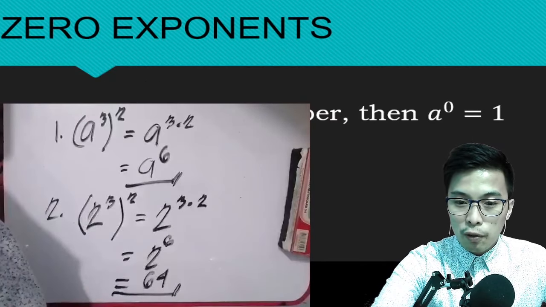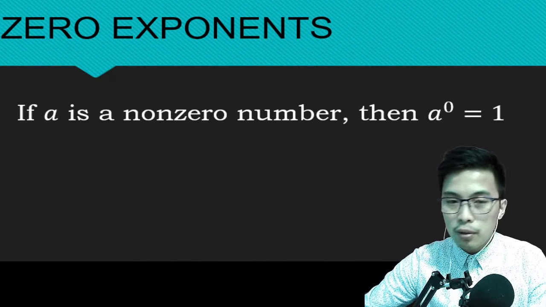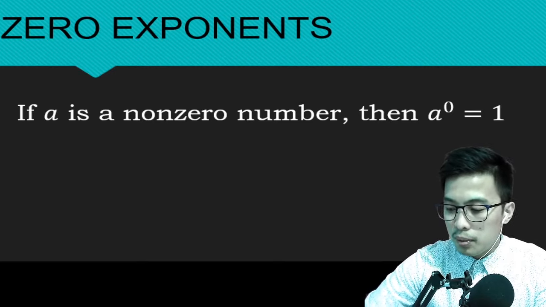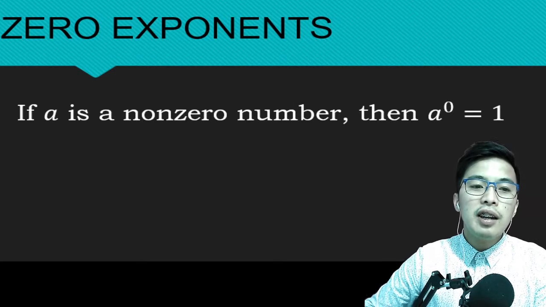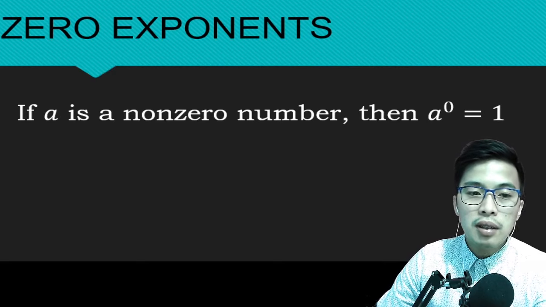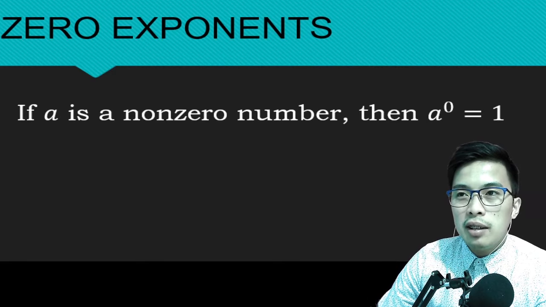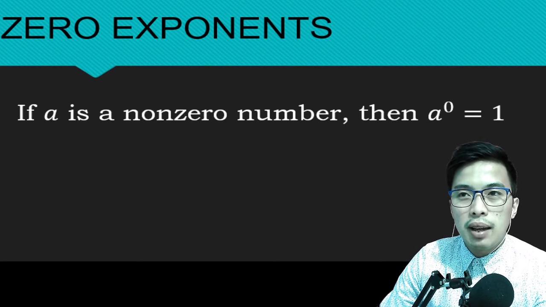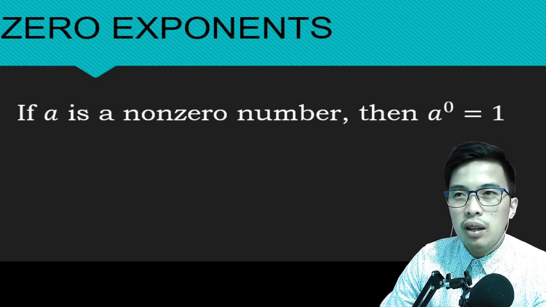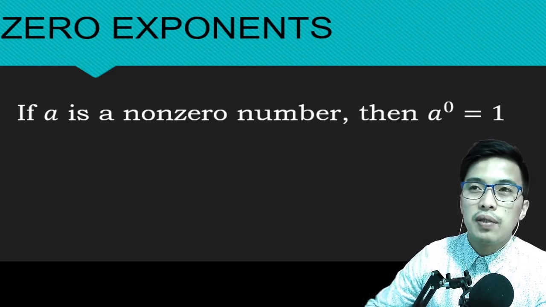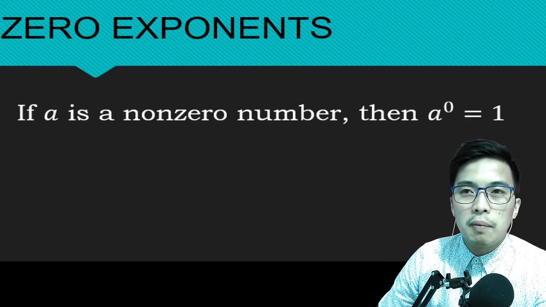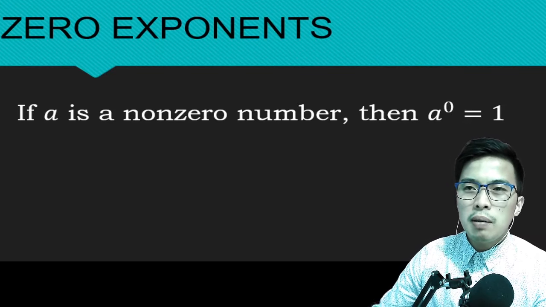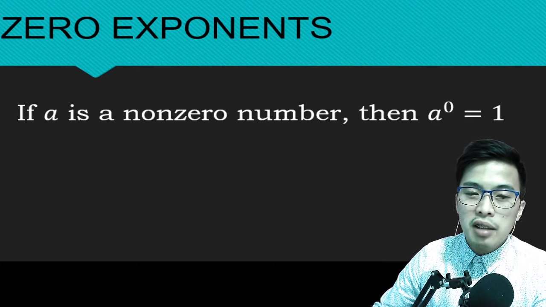And then, we have the fourth rule. The fourth rule is what we call the zero exponents. It says here, if A is a non-zero number, or ibig sabihin, any number that is not zero, what kind of number is this? Or what are the examples of this? It can be negative 1, negative 2, negative 3, negative 4, until the negative infinity. Or it can be positive 1, positive 2, positive 3, positive 4, okay? Basta any number that is a non-zero number.